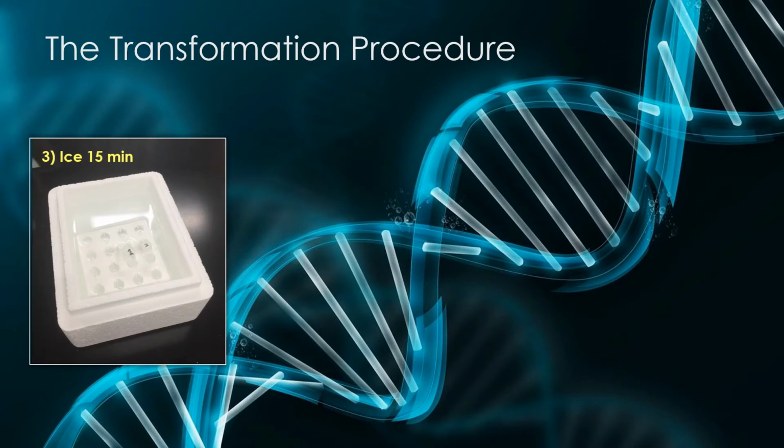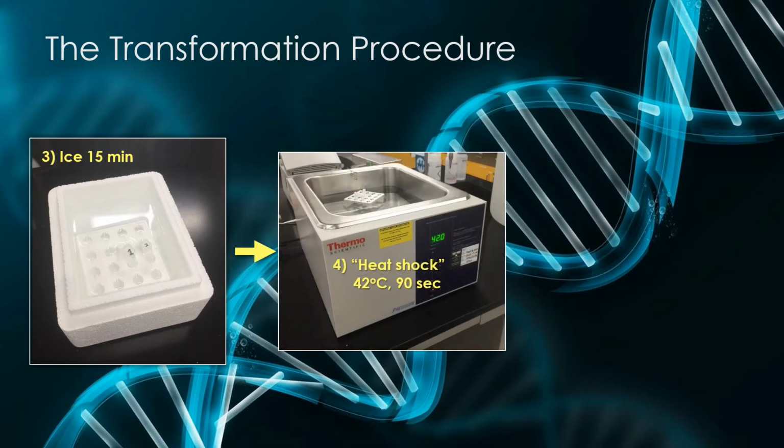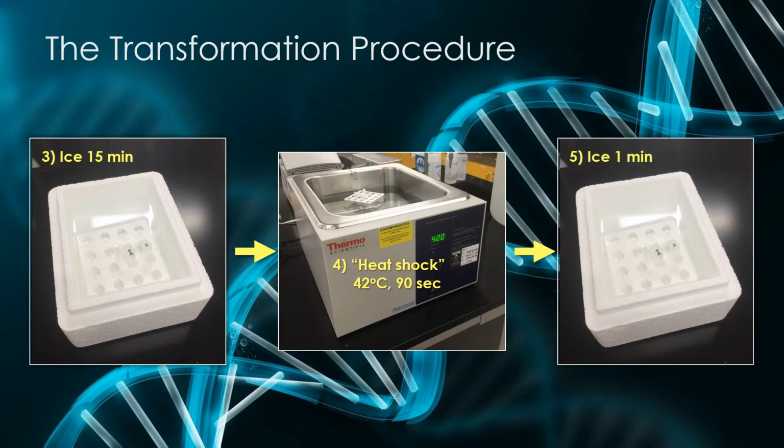Next, they're put on ice for about 15 minutes. This allows the DNA to diffuse around the solution and the E. coli to bind the DNA. The next step is something called a heat shock, and the heat shock is basically 42 degrees for 90 seconds. So they're going from a cold temperature to quite a warm temperature, and that is the step that induces the uptake of the DNA. It's very short. If you leave them too long, they'll die at 42 degrees Celsius. After that, they go on ice for 1 more minute just to give them a chance to take up that DNA and bring it inside the cell.